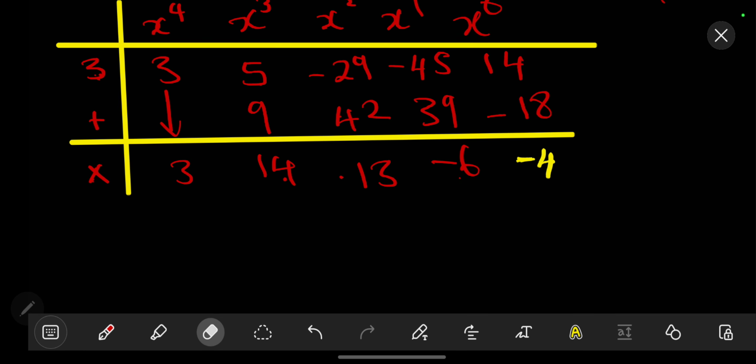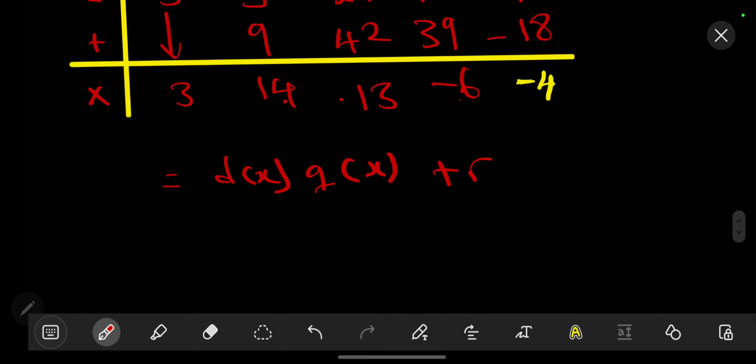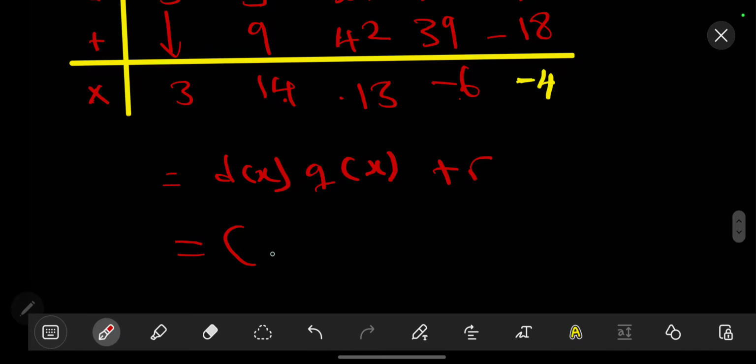So we are going to write now the division algorithm. For whatever equation that we have, it should be equal to d(x) times our q(x), then we have plus our remainder. So our divisor was x minus 3. Then the quotient is the result. So we are going to write x cubed, since the highest power was 4, it will reduce by 1.